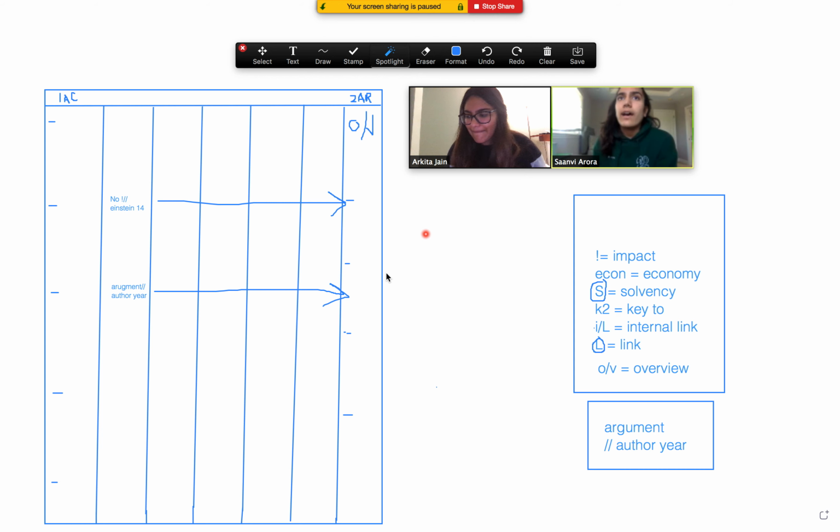Also, something else that you might need is a short list of abbreviations so that you're not copying down every word for word. Some abbreviations that I like to use are an exclamation point for impact, or S in a circle for solvency, or L in a circle for link. It just makes it so much easier for me to flow, because instead of writing out the entire word impact, I can just put an exclamation point and move on.